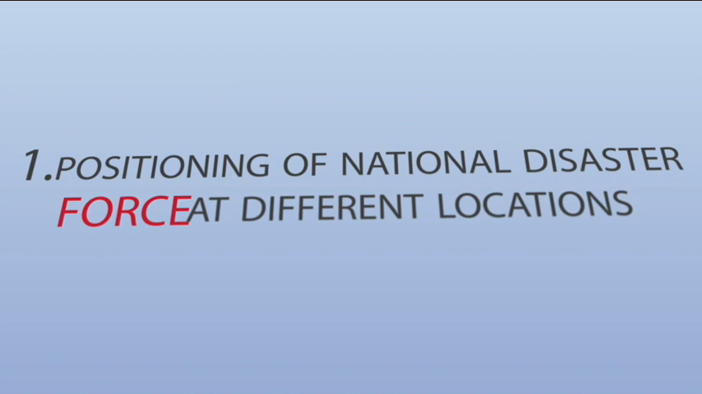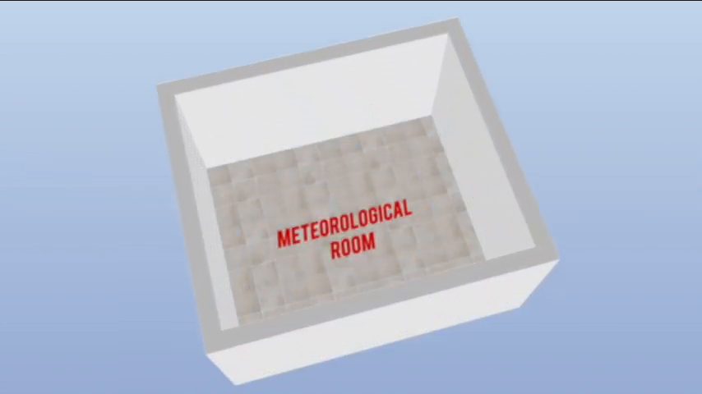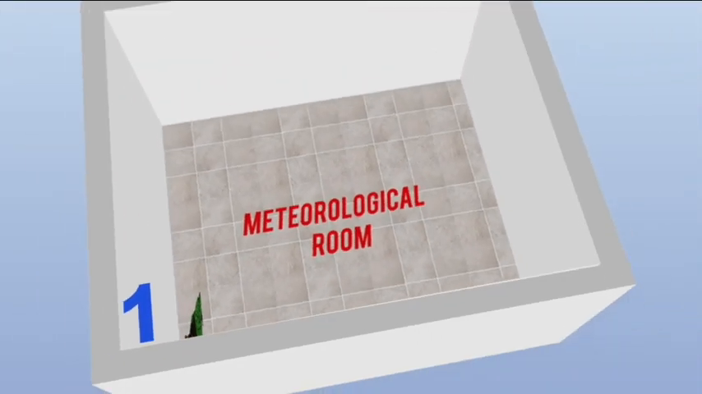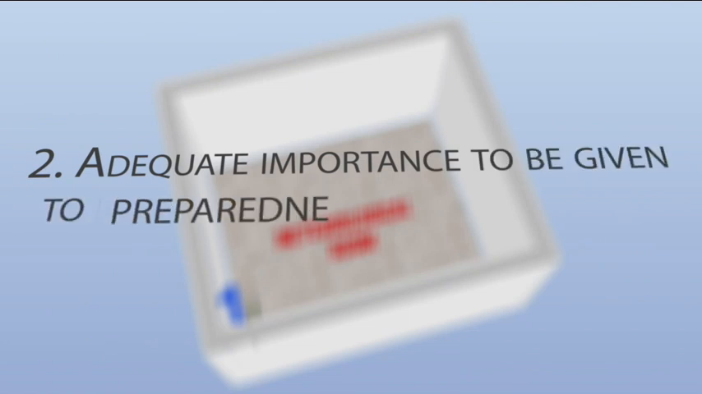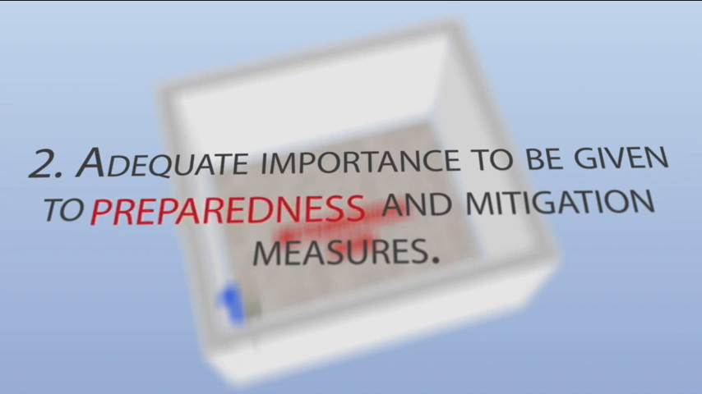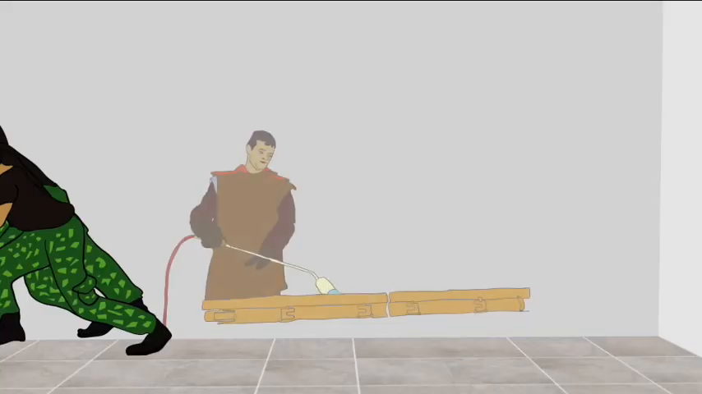For example, here you can visualize a room from the meteorological department. Visualize an army force standing at position number 1 and applying force on the wall. Second point is adequate importance to be given to the preparedness and mitigation measures. The keyword here is preparedness. Visualize at position number 2, that is the left side center of wall, that somebody is preparing an equipment.